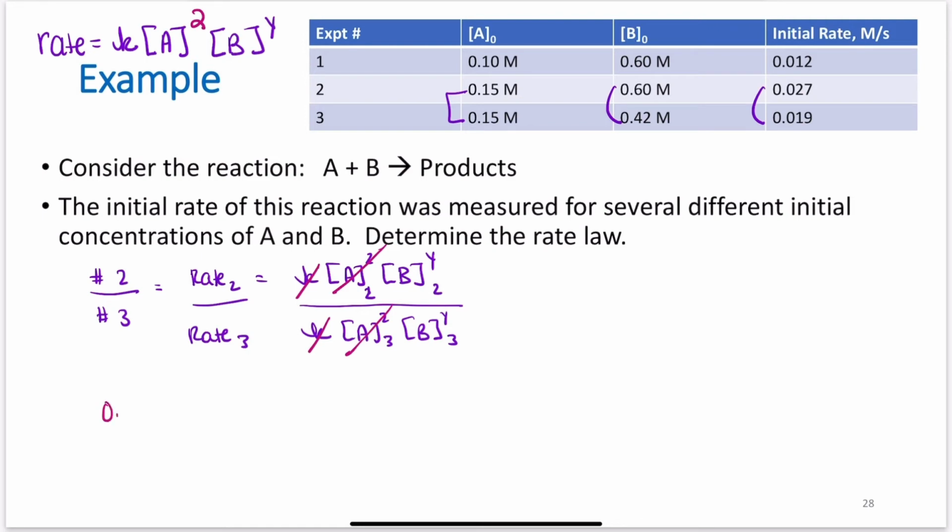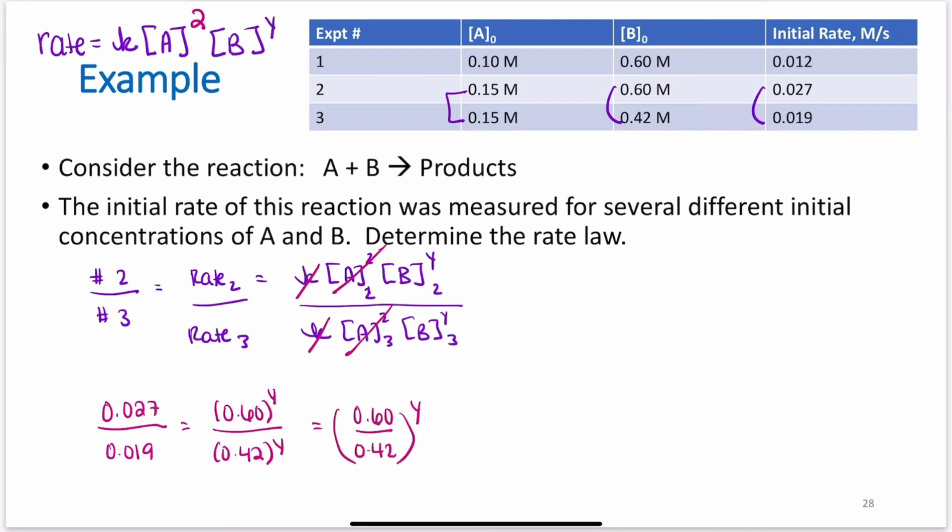Plug in what we know. We've got 0.027 divided by 0.019 equal to the concentration of B, 0.60 raised to the Y over 0.42 raised to the Y, which is of course the same as 0.60 divided by 0.42, quantity raised to the Y. When you do this math, 0.027 divided by 0.019 gives you 1.42, and 0.60 divided by 0.42 gives you 1.43 raised to the Y. Now you can go ahead and take the logs of both sides and you'll get to the same point, or you can recognize these numbers are the same, so Y equals 1. I don't care which way you do it, but that's what I mean by that.